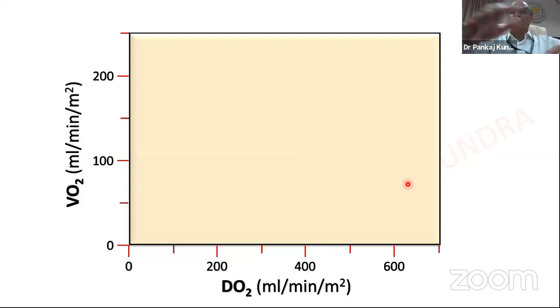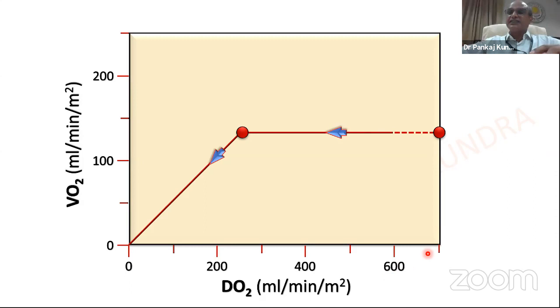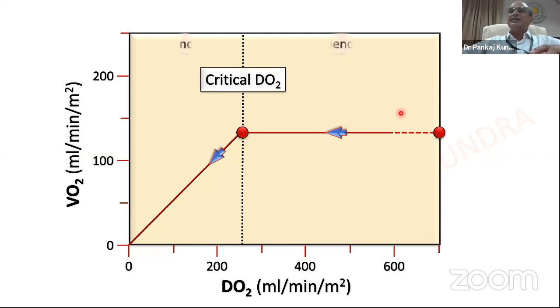Now let's come to how we equate oxygen consumption with oxygen delivery. So this is the graph which we'll normally see. This is the oxygen delivery which is happening. This part of the graph, which is a straight line, actually says that the oxygen consumption is independent of oxygen supply.